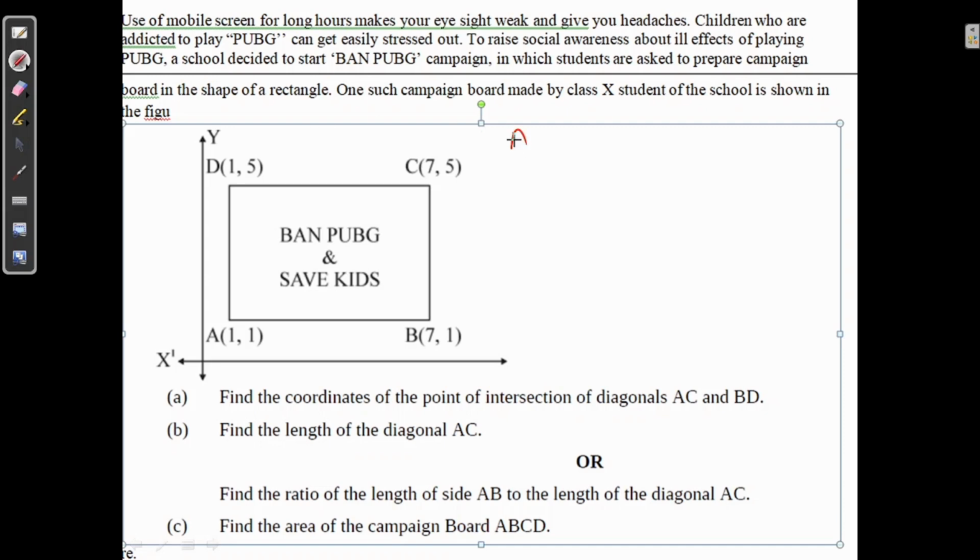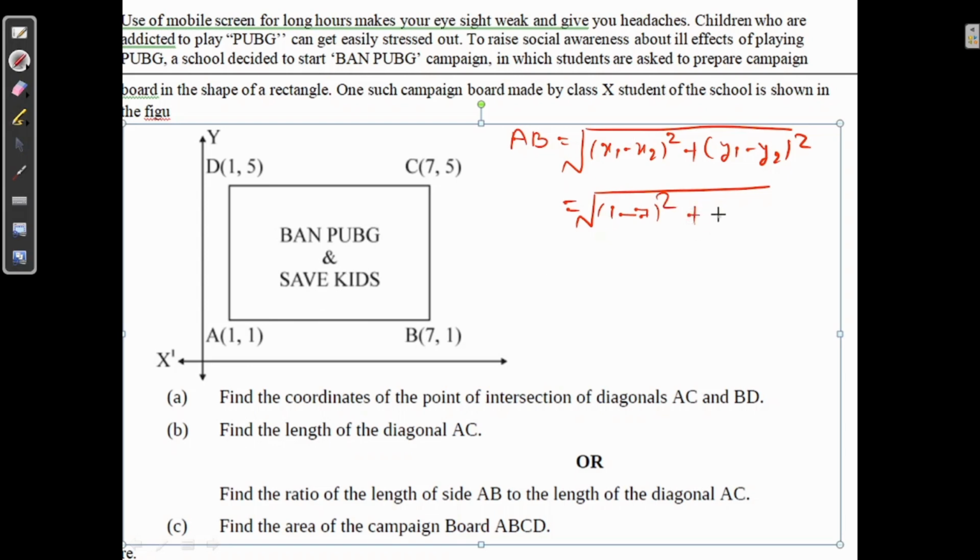Okay, so first I am going to find AB. So I hope now you can apply the formula directly with me. I am writing it x1 minus x2 whole square plus y1 minus y2 whole square. Look, AB, I am treating this as x1 y1 and this as x2 y2. Let us write the values. X1 is 1, x2 is 7, plus y1 is 1 and y2 is 1.